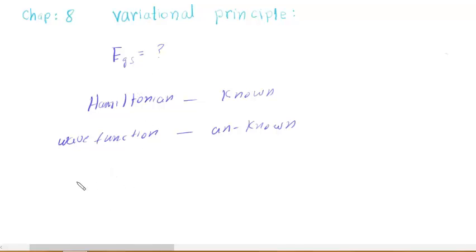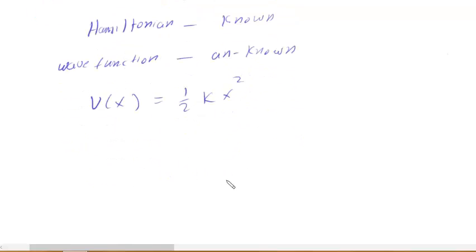For example, the potential for a harmonic oscillator is equal to 1/2 kx square. This potential is an even potential, or we can say this is a symmetric potential. This potential is symmetric about the y-axis. So we can find the first excited state and the second and so on using the variational methods.